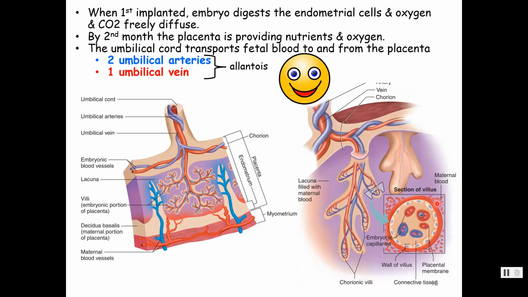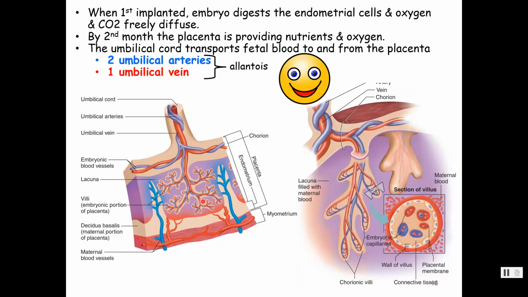And like I said, these villi are just sitting in rich vascular maternal blood. So everything good is going to come from the mom's blood, go into the fetus, and then all the waste is going to diffuse from the fetal blood into those lacunae, those open spaces, and then the mother's circulatory system is going to remove those wastes.